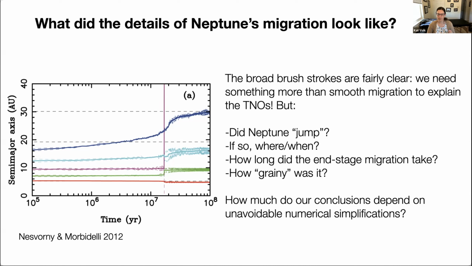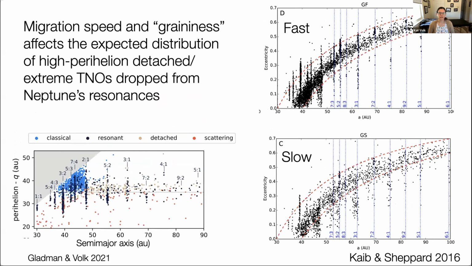Another place where this graininess and speed affects what you expect to see is in these high-perihelion detached or extreme objects. So on the right here, I'm showing some simulation results from Kaib and Sheppard 2016. And they were looking at grainy migration simulations. So they're allowing Neptune to experience these scattering events with larger dwarf planets. And they found that how fast you're doing this migration with the graininess really affects dropouts from Neptune's resonances.